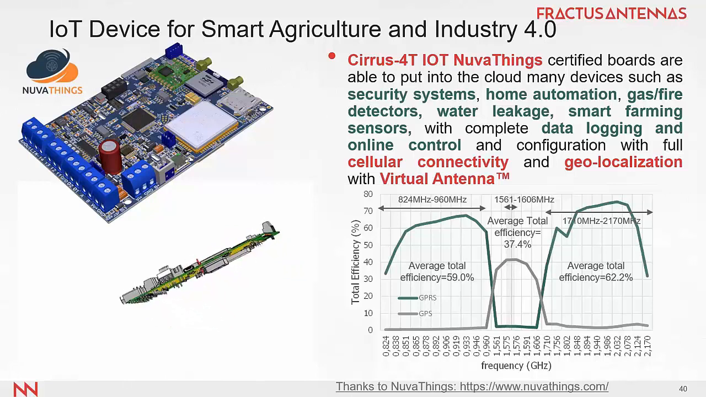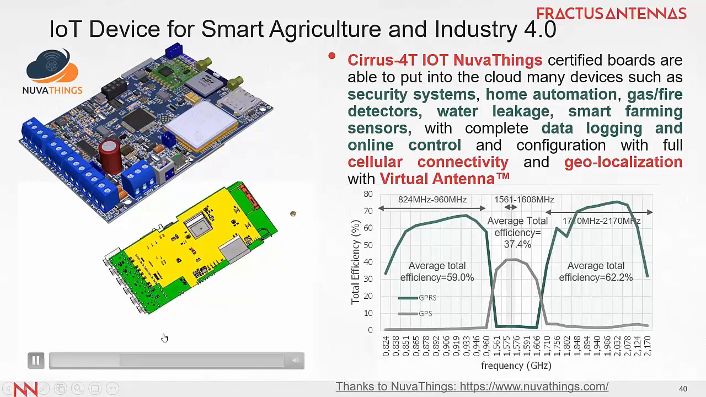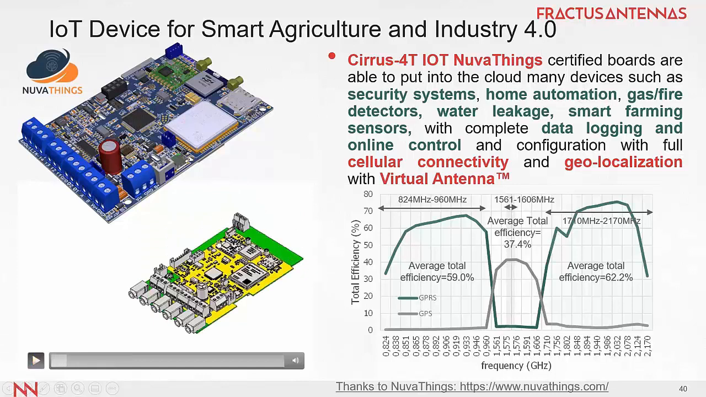This is also a new real example you can see on the screen. You can see that what we simulate from the customer is the same that the customer is bringing to production. And here we have many connectors, the front-end module, more connectors, components here, the chips. So everything is taken into account in this fully populated PCB for GPRS, and some bands of GNSS, GLONASS, Beidou, and GPS. This is from NuvaThings, a company that designs IoT devices for everything related with security systems, home automation, gas and fire detectors, water leakage, smart farming, sensors, and so on.